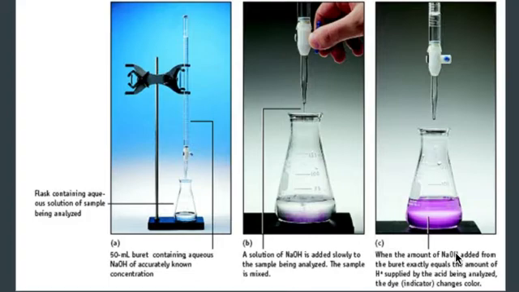Here's an experiment that you'll probably experience when you get to high school. It's called a titration. In this experiment, you have an unknown substance that is potentially an acid or a base, and then you have a known substance that you're going to add to it. You're going to measure the amount of substance that you have initially, and then slowly add certain amounts of another substance into it.